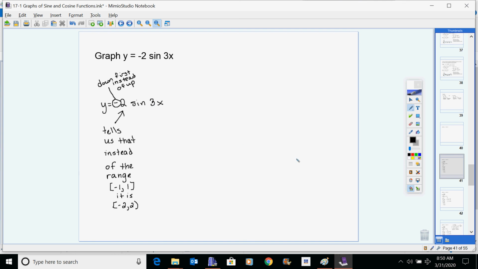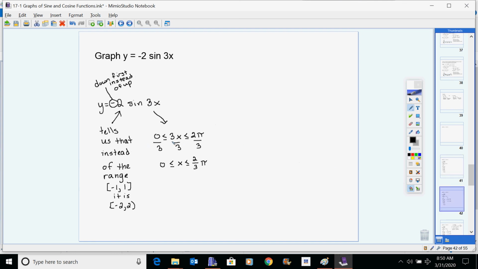This part is the part that's going to tell us our range. So between 0 and 2 pi, you put the 3x, and then you have to divide all three places by 3 so that you get 0. And you're finding out the places where you're going to have a 0. You'll have a 0 at 0 and a 0 at 2 pi over 3. Then you have to find the middle by doing 0 plus 2/3 times a half.